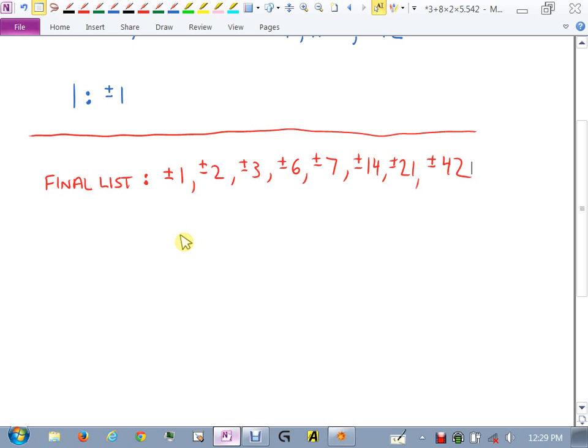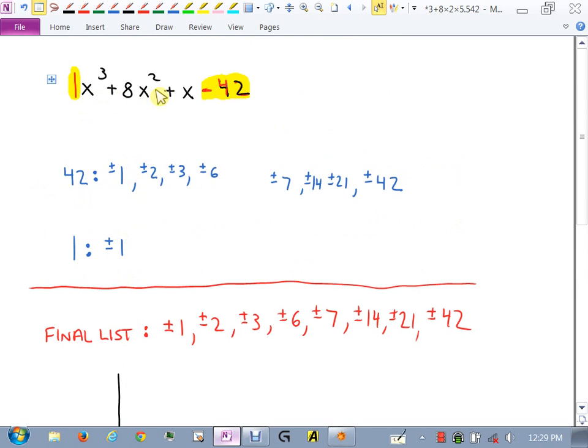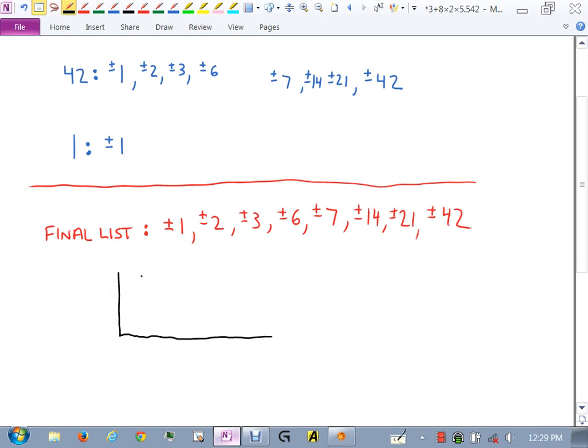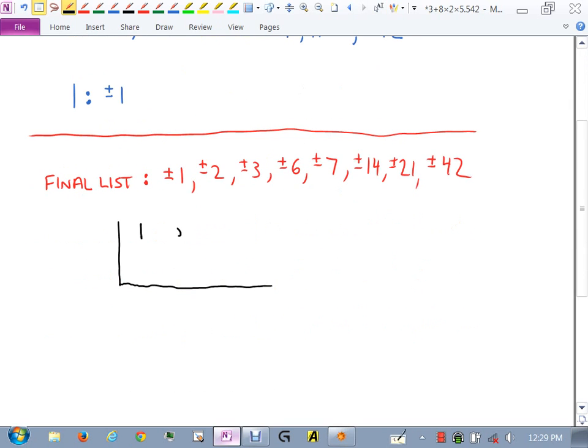So let's set up a synthetic division box. Let's look at what is the polynomial that we're trying to divide. Well, this one right here, right? So what are the numbers here? 1, 8, 1, negative 42. And there's no zeros in there or anything, right? So 1, 8, 1, negative 42. And where should we start?